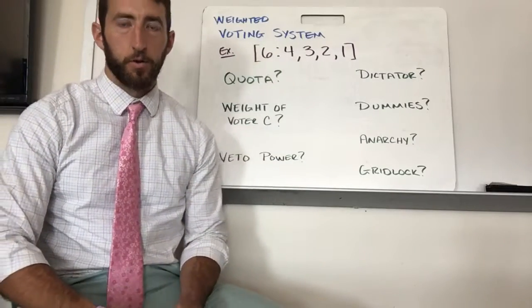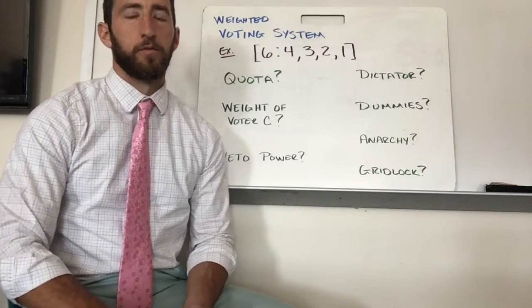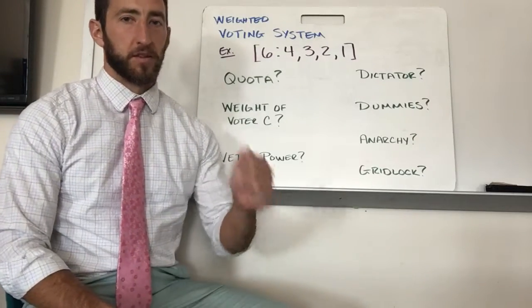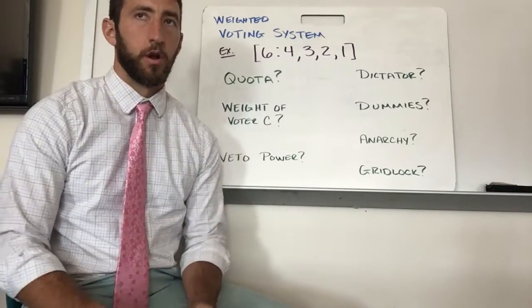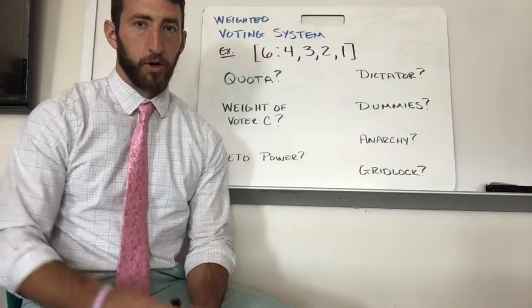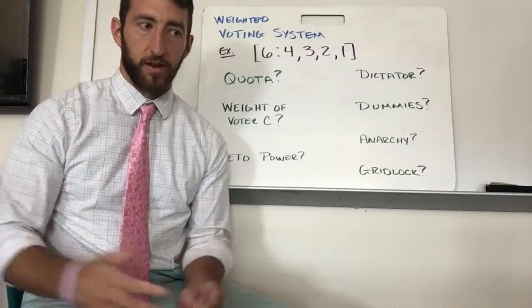Hey class, today what we're going to do is look at weighted voting systems. A weighted voting system is just like the voting systems that we had before. Basically, one voter has more weight than the other voters. Normally it was one vote to one voter. Now, one voter has more than one vote.